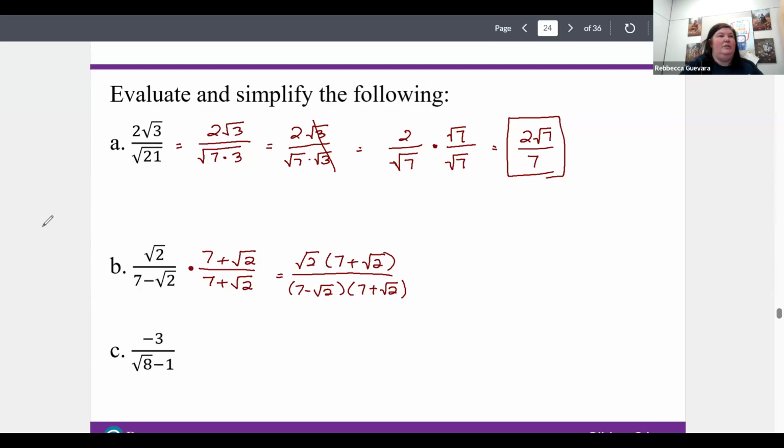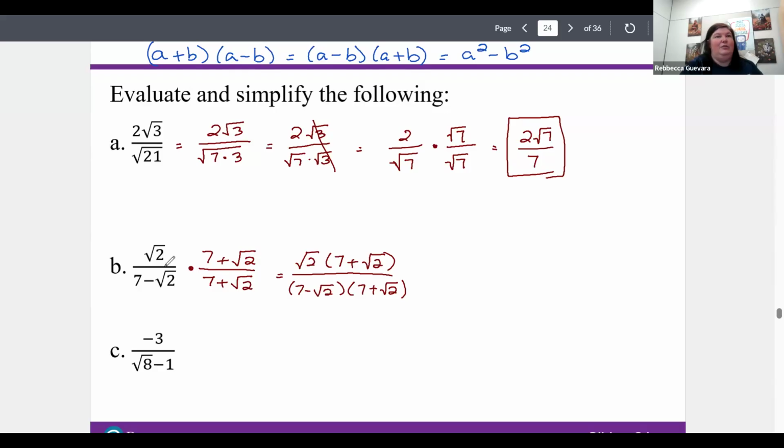Now remember, the property that we have is that if I have conjugates A plus B, A minus B, or even if I flipped it and it was the other way around, it's going to come out the same thing either way. What you get is A squared minus B squared.